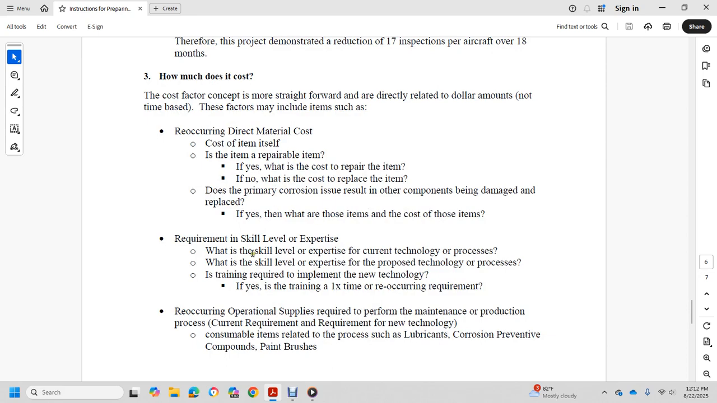Requirements include skill level or expertise for the current technology process, and the skill level or expertise technically required to implement the new technology. You may have training as a one-time cost, or as a reoccurring requirement.